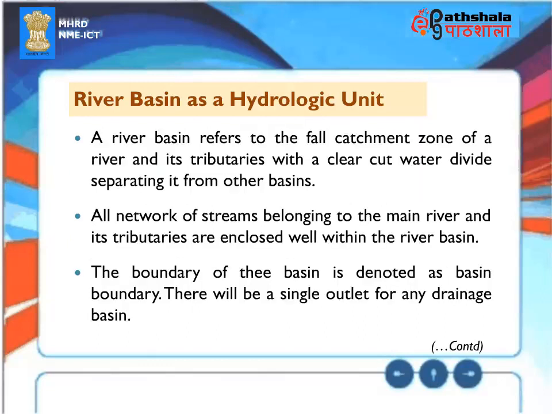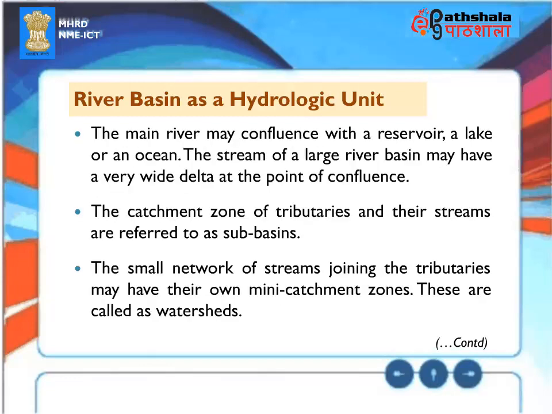A river basin refers to the full catchment zone of a river and its tributaries with a clear-cut water divide separating it from other basins. All the network of streams belonging to the main river and its tributaries are enclosed well within the river basin. The boundary of the basin is denoted as the basin boundary. There will be a single outlet for any drainage basin. The main river may confluence with a reservoir, a lake, or an ocean. The stream of a large river basin may have a very wide delta at the point of confluence.